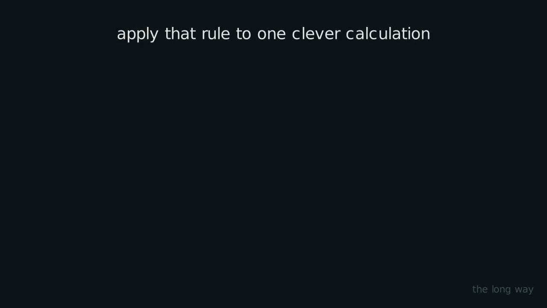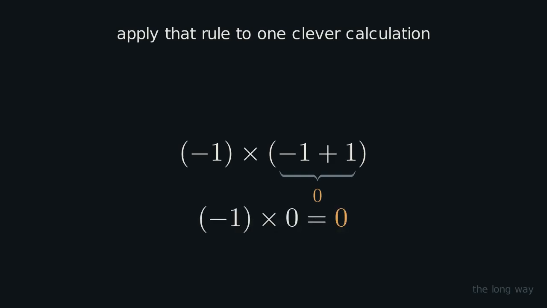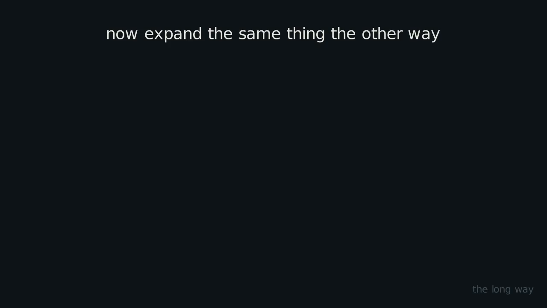Take negative 1 multiplied by the quantity negative 1 plus 1. Look at that sum first. Negative 1 plus 1 is 0, and anything at all times 0 is 0. So this whole expression is 0, no argument there. Now compute the very same thing the other way by breaking the sum apart. -1 times -1 plus -1 times +1.